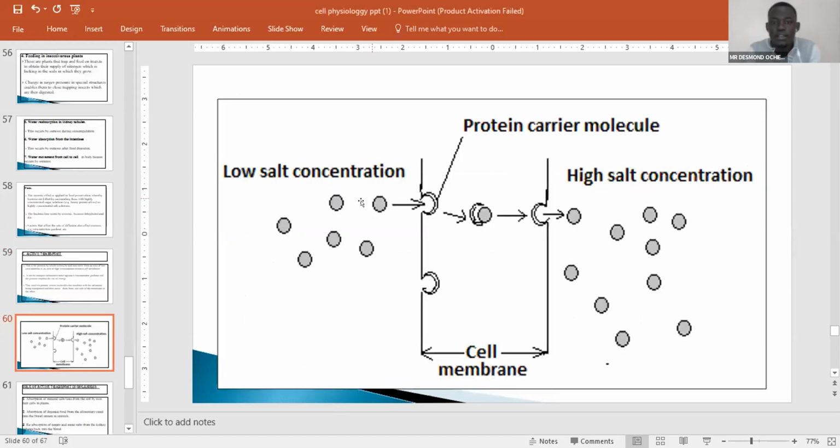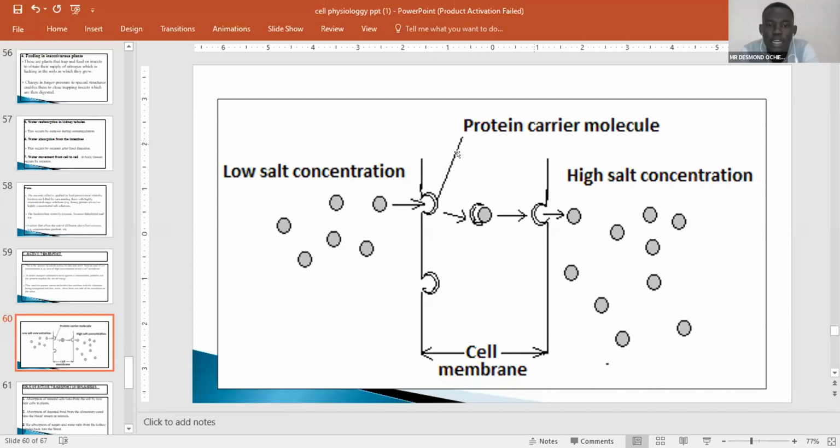So you can see these are diagrammatic presentations of what we're talking about. We have got the membrane. This space here is the membrane. Then we have one side of the membrane and the other side of the membrane. One side has a low salt concentration, and the other side has a high salt concentration. Salts are made of ions. As you can see, salt is moving from the region where there is low concentration to the region where there is high concentration. On the surface of the membrane here, we have what is called a protein carrier molecule.